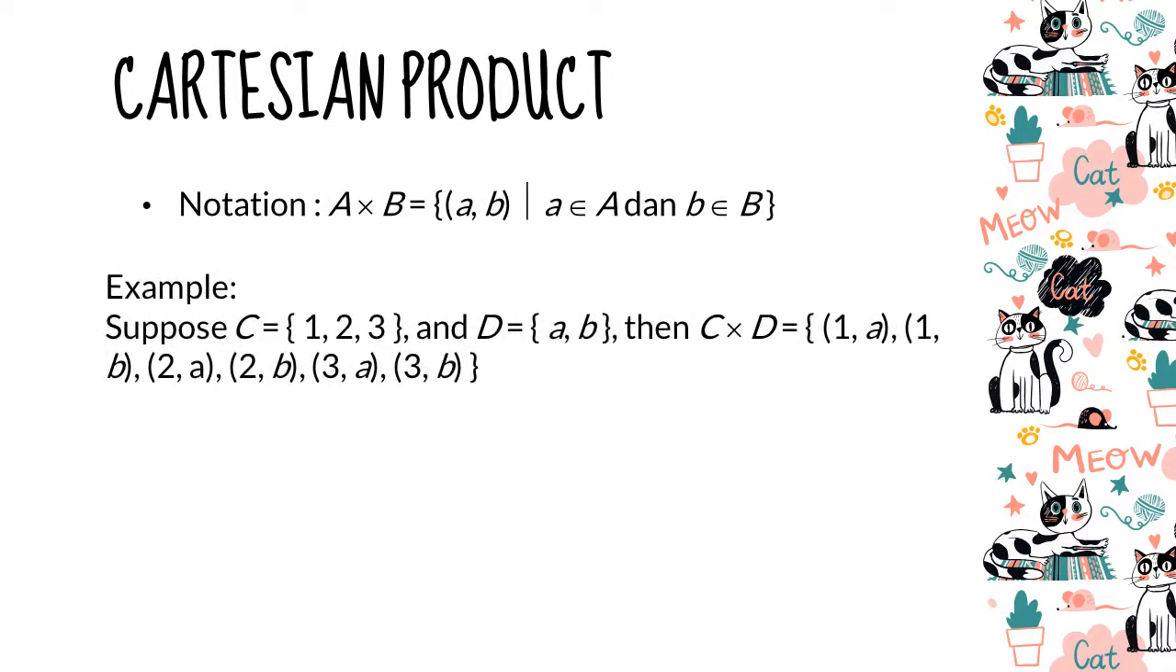Cartesian product. The notation we can read: A times B equals {(a, b) | a is a member of A and b is a member of B}. For example, suppose C equals {1, 2, 3} and D equals {a, b}, then C times D equals {(1, a), (1, b), (2, a), (2, b), (3, a), (3, b)}.